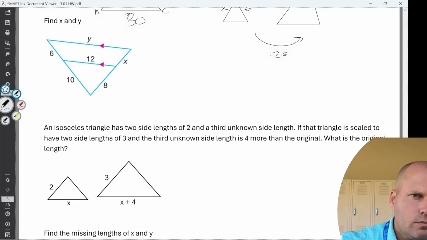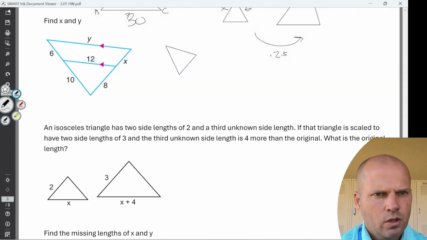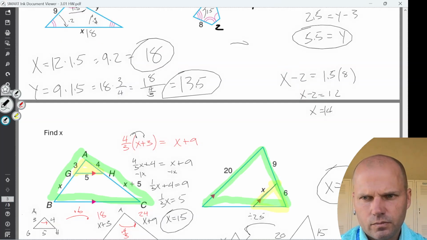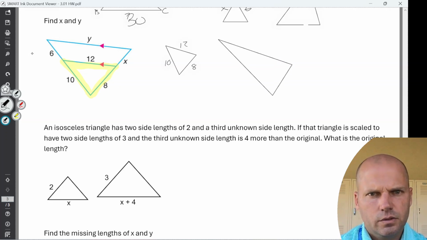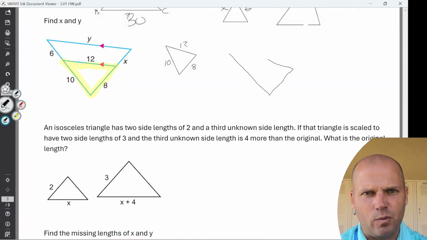Cool. Next question, we got our smaller and our bigger triangle. Let's see if you can figure it out yourselves. We got this 10, 12, 8 smaller triangle. And then the bigger triangle will have lengths 16, 8 plus x, and y.